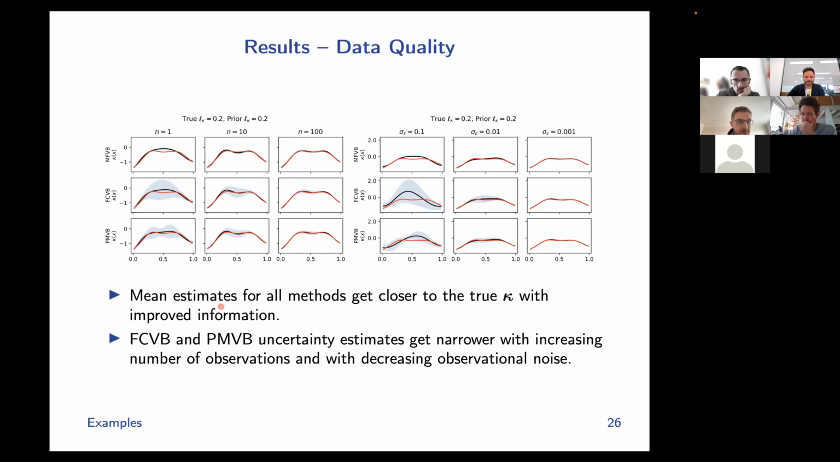Here are a few results to show that when you increase the number of sensor readings, we get the behavior that we expect, i.e., our uncertainty estimate decreases, and the same happens when the sensor noise is decreased. So it collapses to the true value of kappa that generated the data.